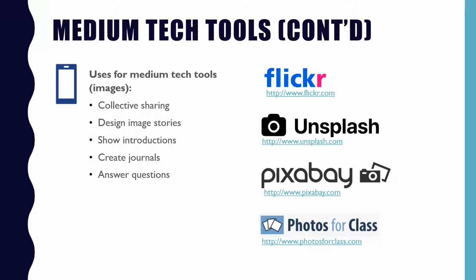Students can also easily create digital image journals. You can ask students to share image stories or answer questions with an image as the response. Students could use images to introduce themselves to the class. There are a number of royalty-free, copyright-free image sites on the web. It's important to remember to cite your sources when using images, and Photos for Class takes care of that for you. It automatically includes the citation information on the image when you download it. Flickr, Pixabay, and Unsplash make it easy to copy and paste the image source information onto your project.